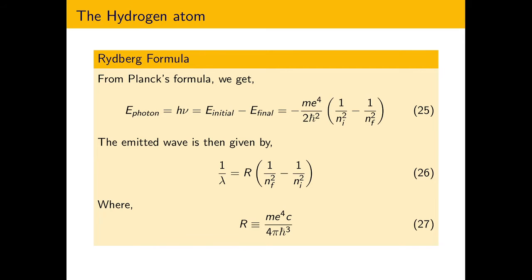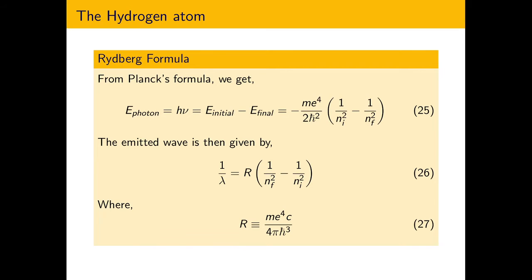From Planck's formula, we get E photon is equal to h nu is equal to E initial minus E final, which is equal to m e power 4 by 2 h bar squared times (1 by ni squared minus 1 by nf squared), where ni and nf are the initial and final principal quantum number states.